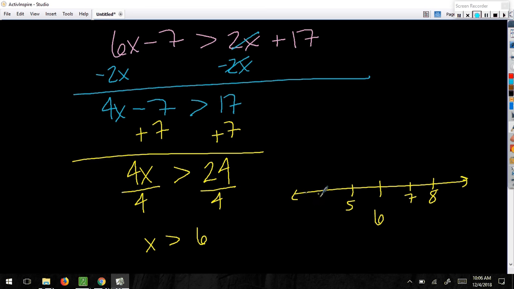Is it open or closed? Open. Is it to the left or to the right?